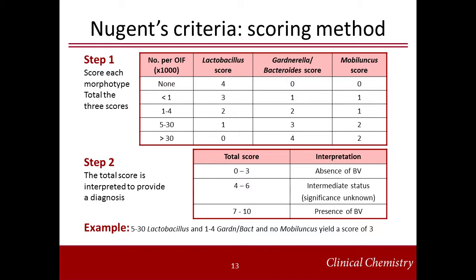On this slide, we see how each of these 3 different morphotypes are quantified and scored in the Nugent method. The 3 scores are added up, as you see in step 2, and the sum yields one of 3 potential results, that is, presence of bacterial vaginosis, absence of bacterial vaginosis, or an intermediate status which is still of unknown significance. To give an example, the interpretation for a specimen with numerous lactobacilli and scarce Gardnerella, Bacteroides or Mobiluncus morphotypes would be absence of bacterial vaginosis.